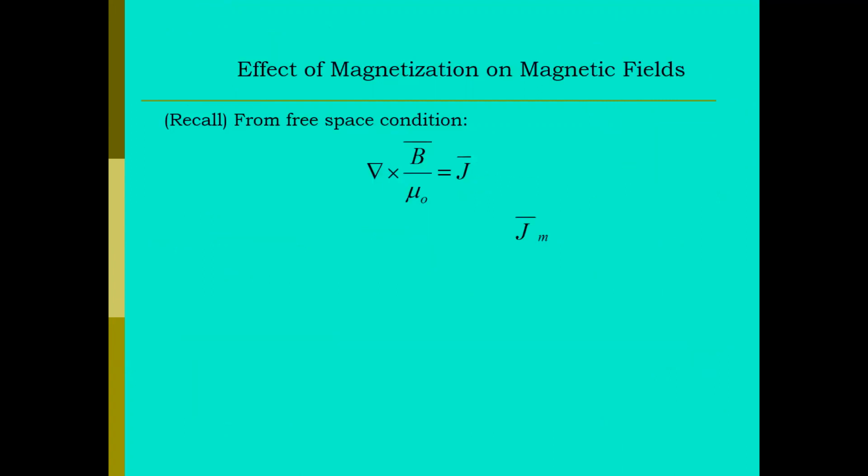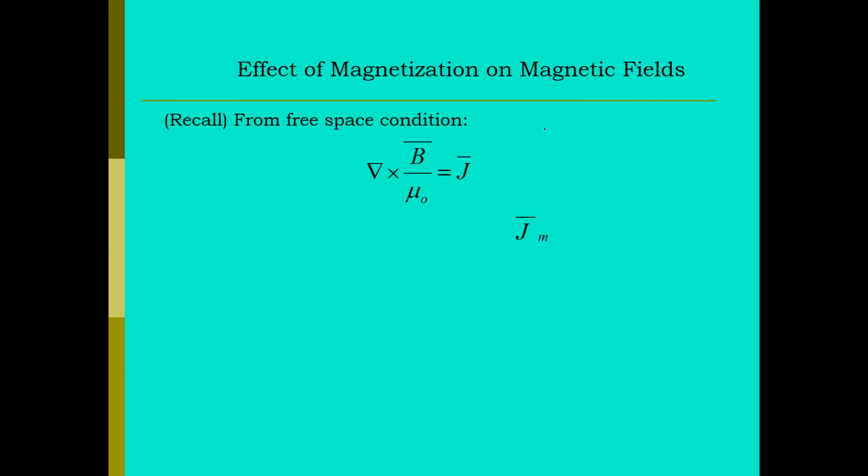Okay, and we're now going to proceed with the third objective, which is to see the effect of magnetization on the magnetic field in your magnetic material. For this, we need to go back to the basic equation of Maxwell. We have seen this in lecture 16.